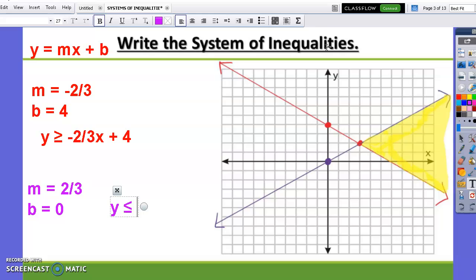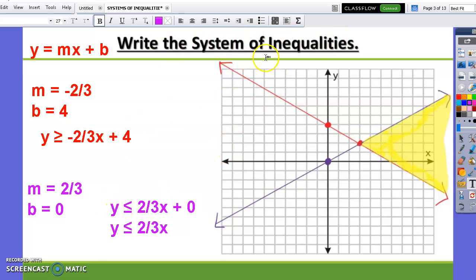My m is 2 over 3x, and I could add a plus 0. I don't need that though, because adding 0 to something doesn't change it. That's our additive identity. Adding 0 keeps it the same. So I could keep it like that.